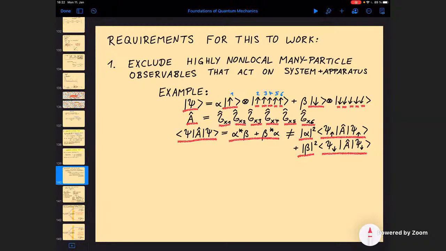But let's assume we don't have access to these crazy observables. So our observables either only act on the system or the apparatus individually, or even if they act on both of them, they do not involve many-particle observables, many operators acting on the many degrees of freedom of the apparatus. Then they wouldn't be able to do this trick, because you have changed many degrees of freedom in the apparatus, but your observable can only, say, flip one of the spins, and then this wouldn't happen. Okay, fine. What else? What else can go wrong?